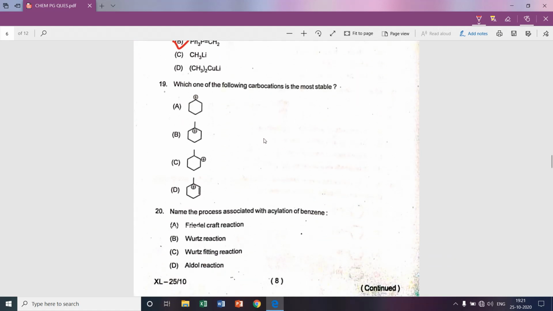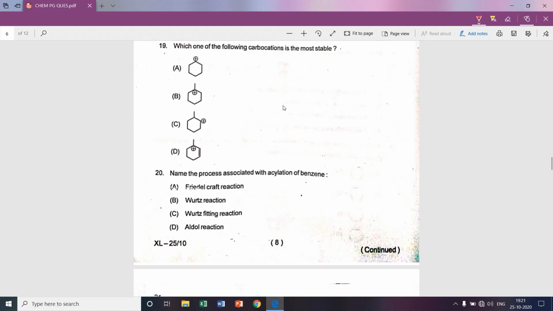Then come to question number 19. Which one of the following carbocations is the most stable? It is also a very interesting and very easy question. The answer is option D, because the presence of the double bond in this option D enhances the stability of the carbocation by resonance.